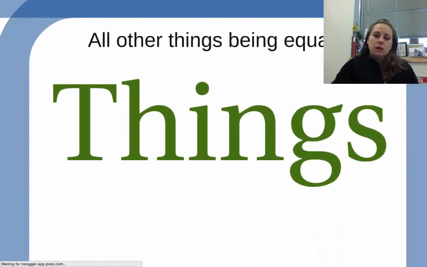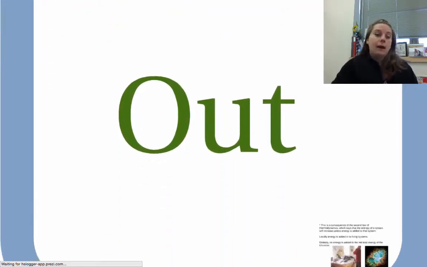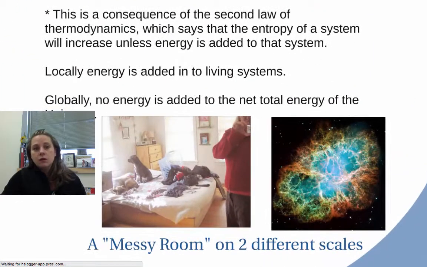So all things being equal, things spread out, right? So we're dealing with the second law of thermodynamics, which is the idea that entropy increases as less energy is added into the system. So there's the idea of your bedroom. If you don't put any energy into it, things get gnarly. You start putting some energy in, you can keep things organized.